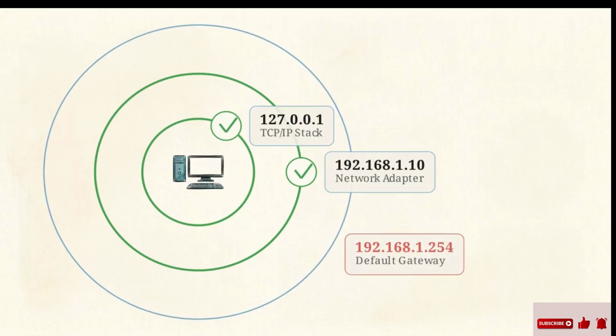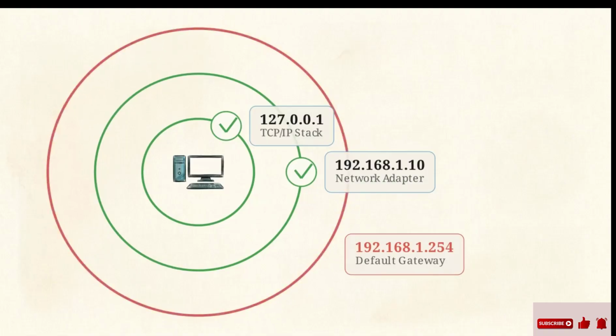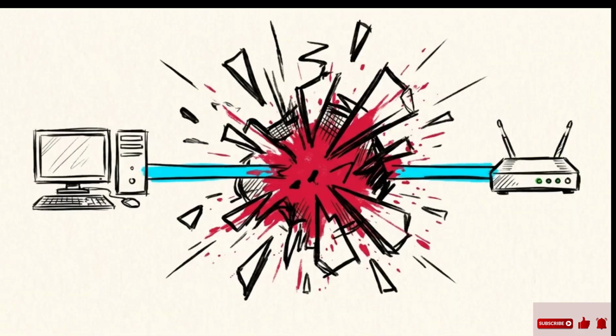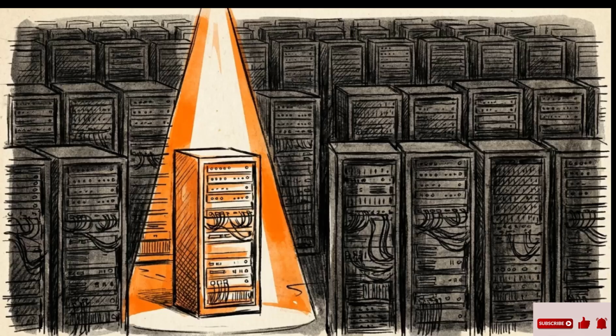For test 3, we try to reach the edge of our local network by pinging the default gateway address we found earlier, 192.168.1.254. The request times out. This failure gives us a precise boundary. The pathway between the computer and the router is broken. By isolating the failure to this exact link, we avoid wasting time investigating the external internet. The error is isolated to this specific local room.